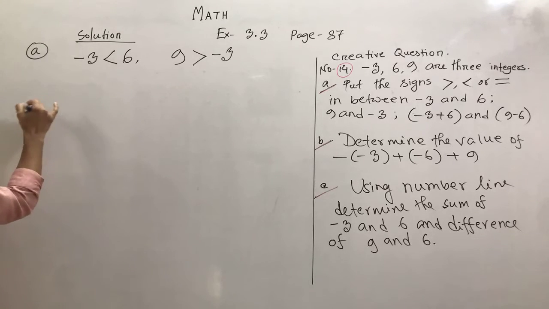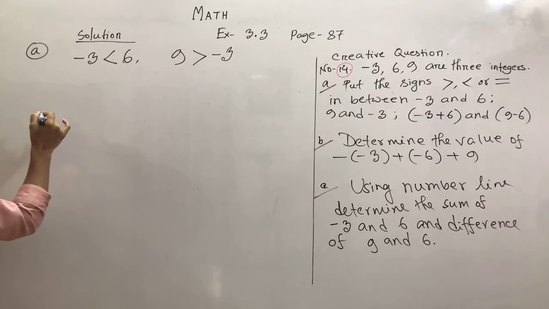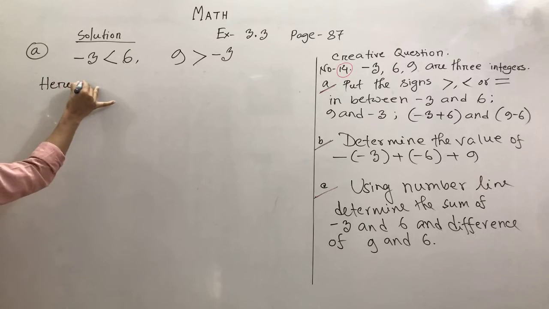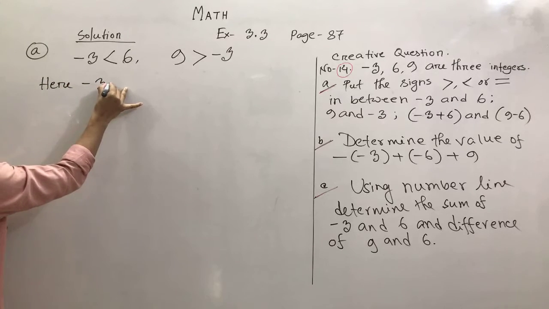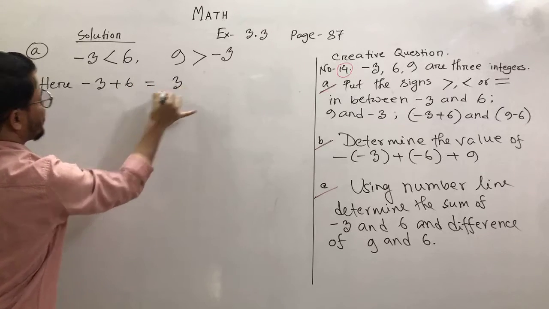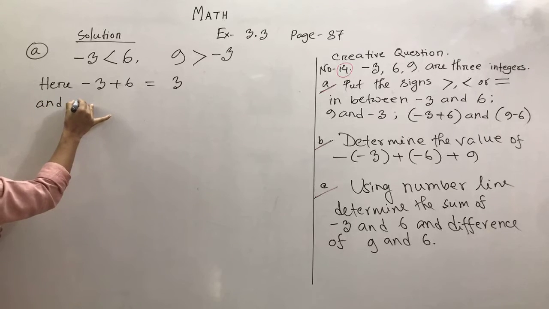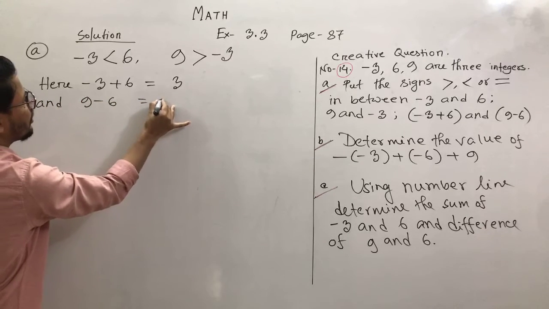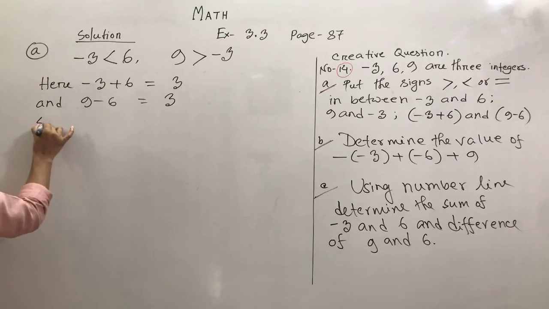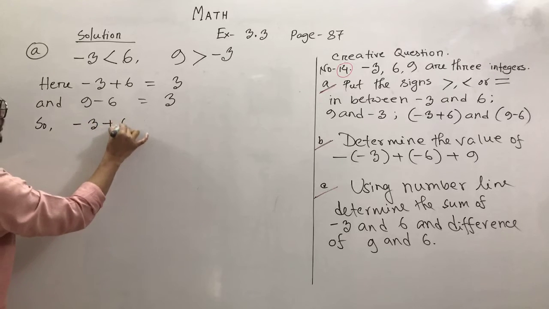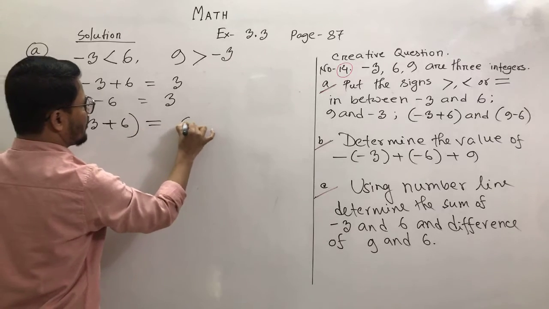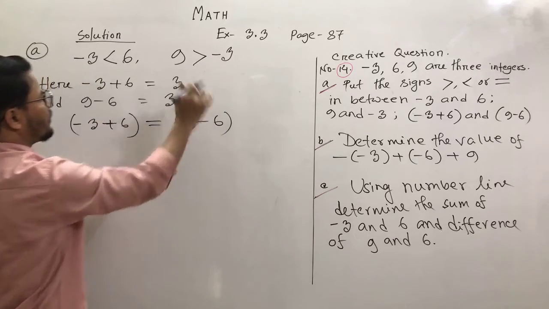And here, the third part is given: -3 plus 6. Here -3 plus 6 equals 3, and the second part given, 9 minus 6, equals 3. So -3 plus 6 equals 9 minus 6 because their value is the same.